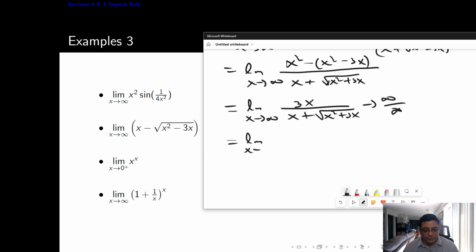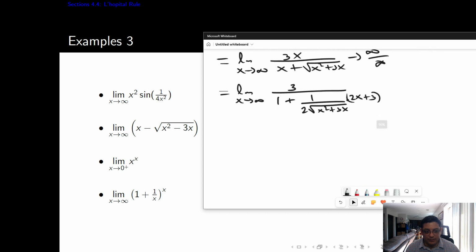And if we apply L'Hopital's rule, this is going to be 3, and this is going to be 1 plus 1 over 2 square root of x squared plus 3x. And then by the chain rule, this is going to be 2x plus 3. Okay. And now this is not going to be an infinity over infinity form. Actually, the top is already not going to infinity, and the bottom is neither, I think. These two are linear terms, so it's going to be kind of difficult to find out right away what it is.